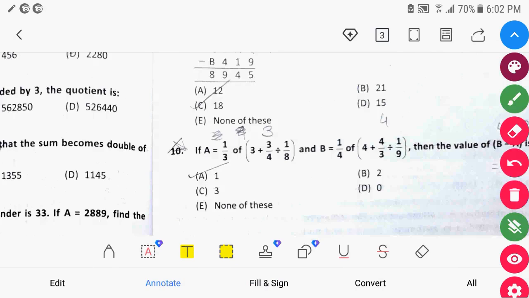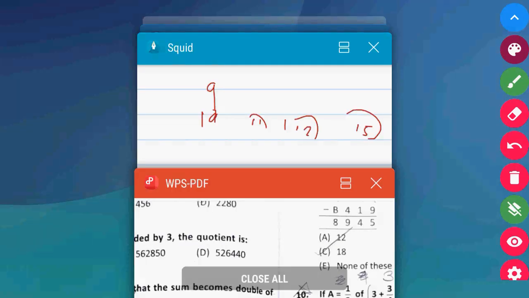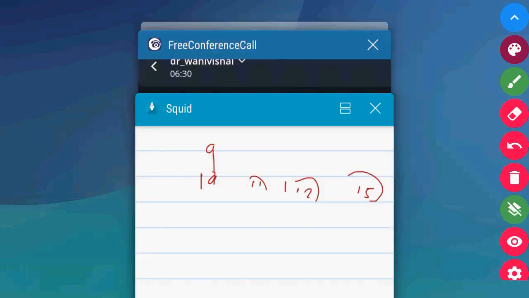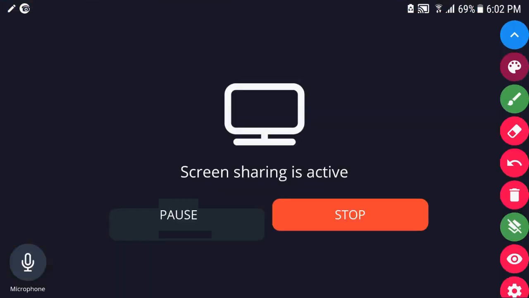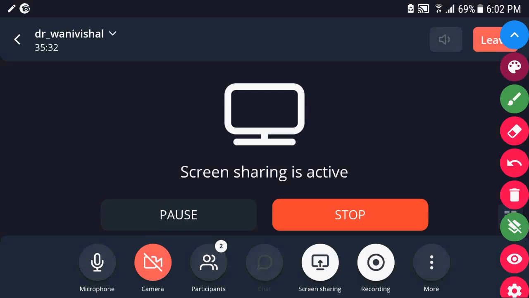So in this way we can solve the problems that are based on the operation of the numbers. I hope you understood the concept. So the next topic we will take in the next class.